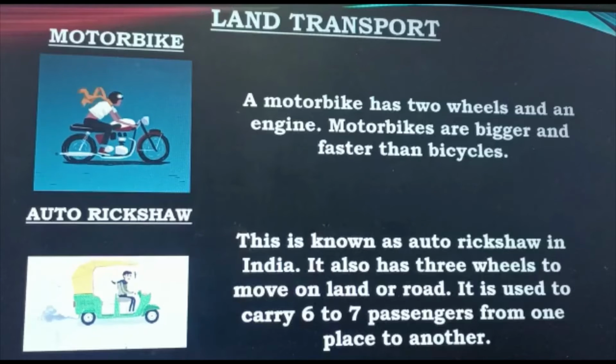And here all the work is done by the engine, and a motorbike has it. It has 2 wheels. They are bigger and extremely faster than bicycles because of their engine, and we don't have to do any manual work to drive them. Next, after the motorbike, we have an auto rickshaw. This is also known as auto rickshaw in India.